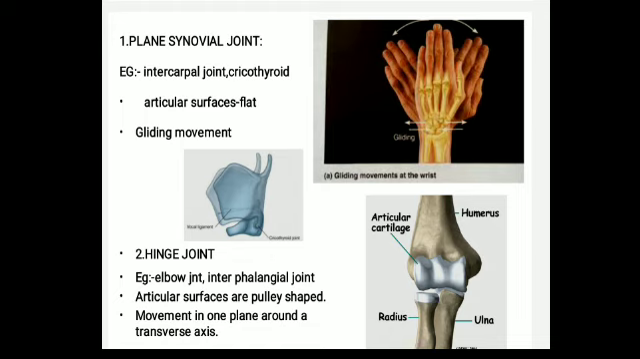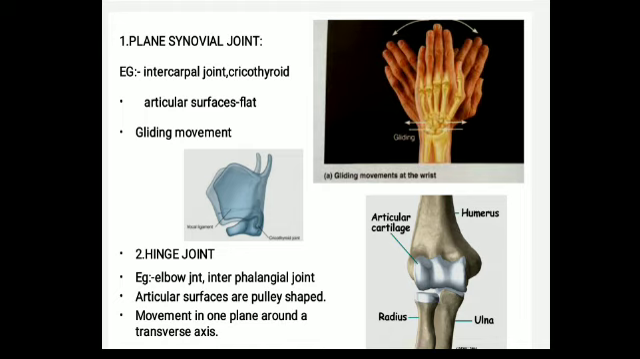Plain synovial joints are the joints where gliding movement is possible. So what do you mean by gliding movement? One bone can glide over or move over another bone. Such joints are called plain synovial joints. The best example is the joint between the thyroid cartilage and the cricoid cartilage. In between thyroid and cricoid cartilage there is a gliding movement happening, and this joint is a plain synovial joint. Another example is in our hand region. The intercarpal joints are plain synovial joints.